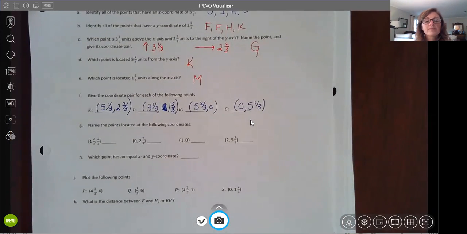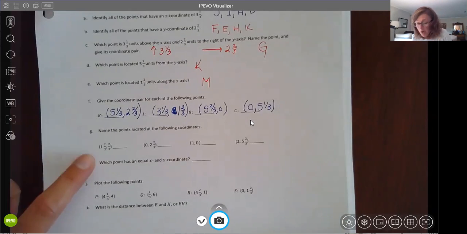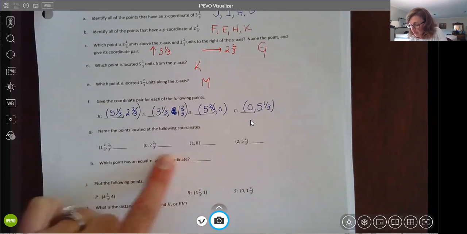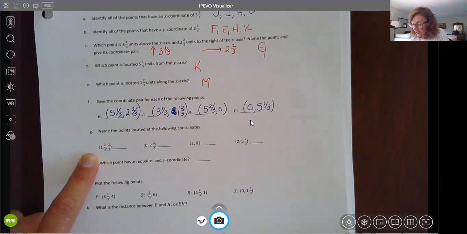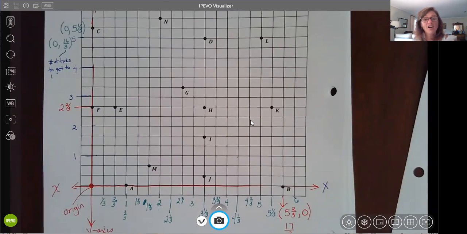Okay. Hopefully these make sense. I wish we were together so I could look at your faces. But we're just about done. A couple more to go and then we're done. So go ahead, pause it, and see if you can find these points. What points are associated with each of those ordered pairs? All right, pause it and try it, and then come back on, because I'm going to be working on them right now.